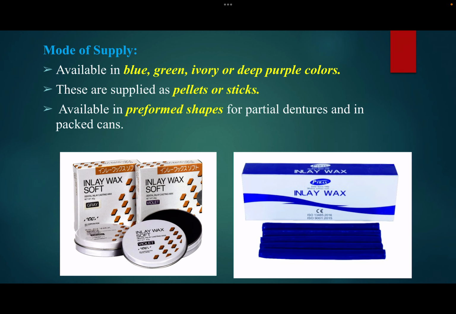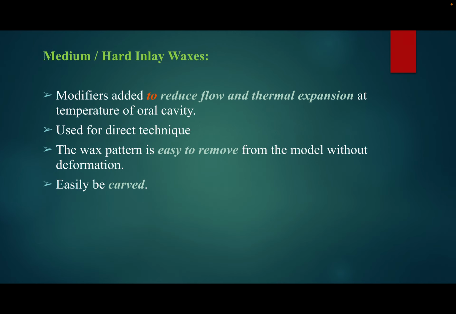What is the mode of supply of inlay wax? It is available in blue, green, ivory or deep purple colors. They are supplied as either pellets or sticks. They are available in preformed shapes for partial dentures and also in packed cans.